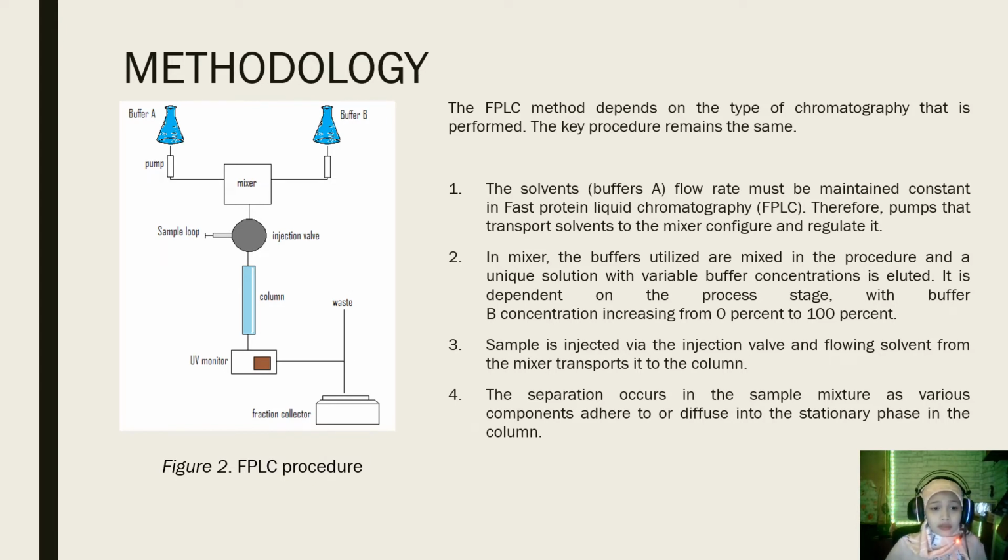So, as we can see from the figure on the screen, we have two buffers. Firstly, the solvent, which is buffer A, flow rate must be maintained constant in fast protein liquid chromatography. Therefore, pumps that transport solvent to the mixer configure and regulate it. In the mixer, the buffers utilized are mixed in the procedure and a unique solution with variable buffer concentration is eluted. It depends on the process stage with buffer B concentration increasing from 0% to 100%.